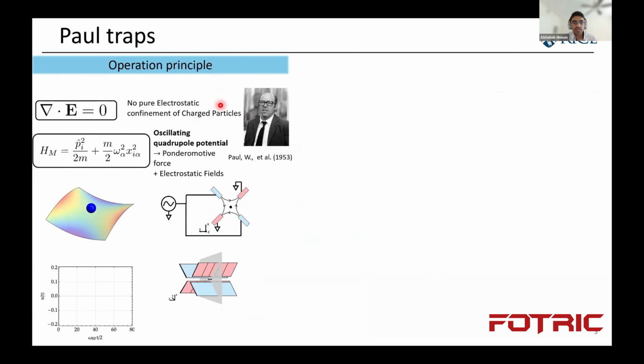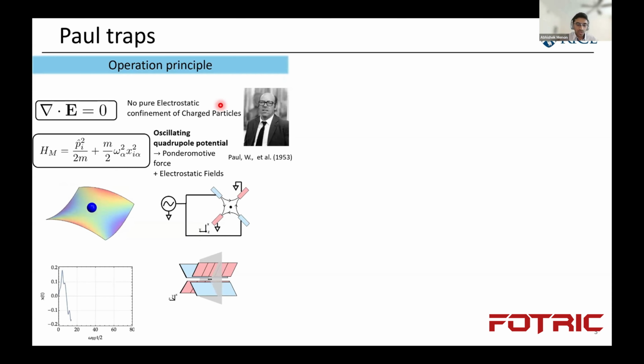We have this type of trap which has an oscillating quadrupole potential, where you have RF, RF, and then DC, DC electrodes. This creates an effective ponderomotive force, which creates this pseudopotential. Along with electrostatic fields, you can three-dimensionally confine an ion to almost a single point in free space. So here is an animation of how that potential looks.